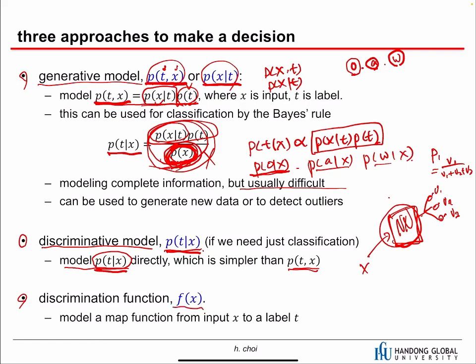Okay, and the last one is discrimination functions, f of x. F of x is not probability anymore. Okay, when we have a probability, then there are a lot of benefits, but sometimes if we need just classification, then instead of calculating the probabilities, we can just simply classify. Is it class 1 or class 2? So sometimes there will be a simple function to classify. Okay, so we'll talk about this one too.